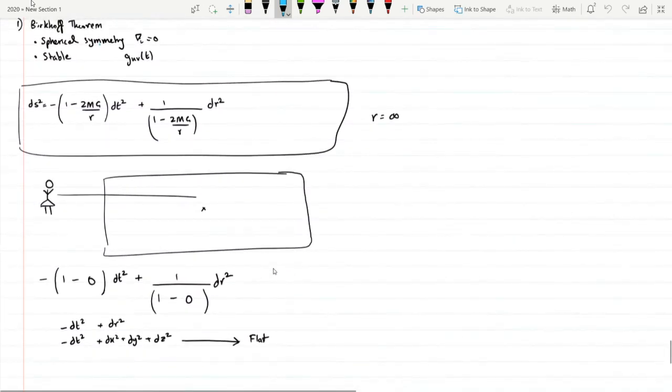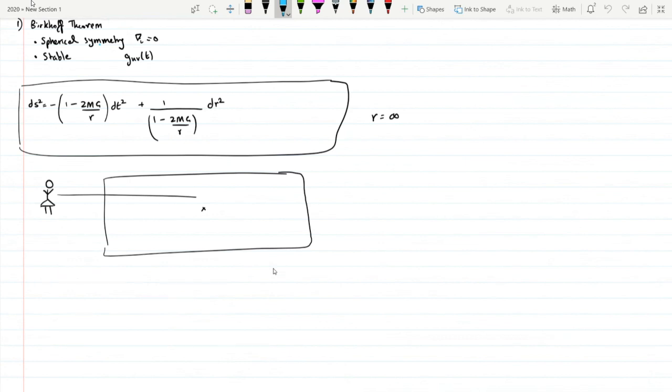Okay, let's go on to interesting cases now. What happens when you get closer and closer to the black hole? Let's work that out. Let's work on a case. We've seen r is equal to this, it's flat. Let's input r is equal to 4 MG.